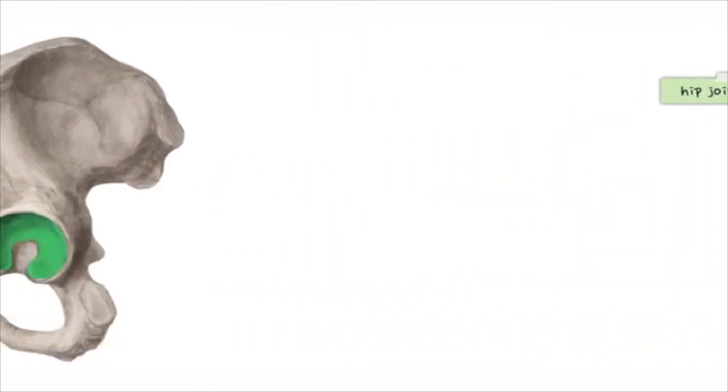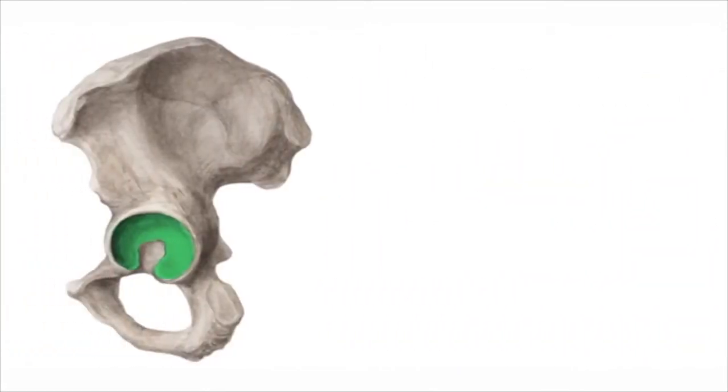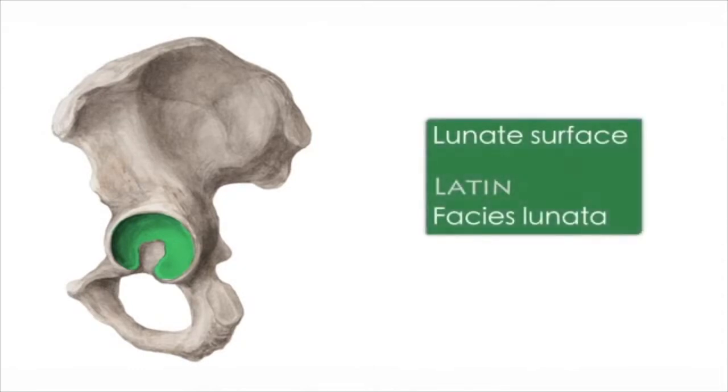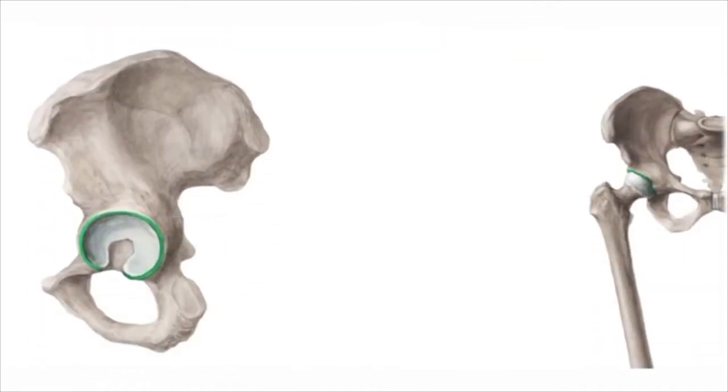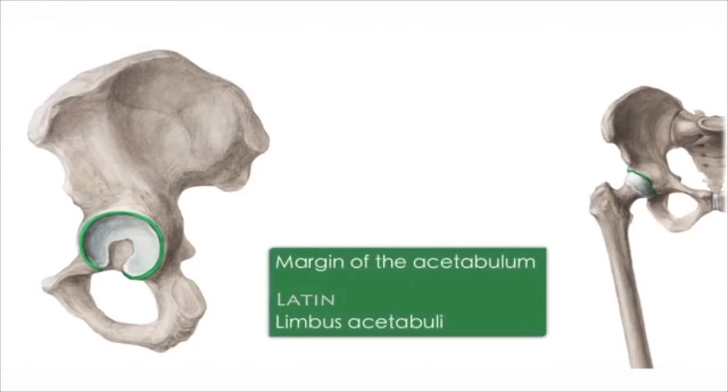Now, moving on, I want to talk about a few structures that you find within the acetabulum. And the first one is this moon-shaped structure that is known as the lunate surface. And the lunate surface works as the articular surface of the acetabulum. And as you notice here, it's surrounding the acetabulum. And another important thing that you need to know is that it's covered in cartilage. Very important point.